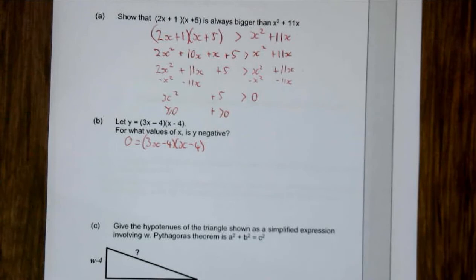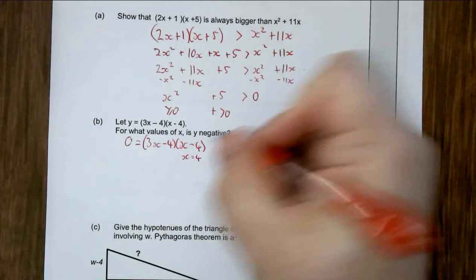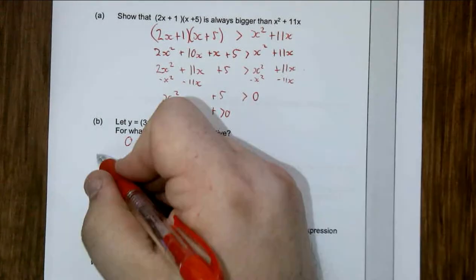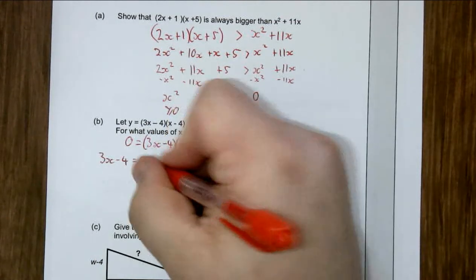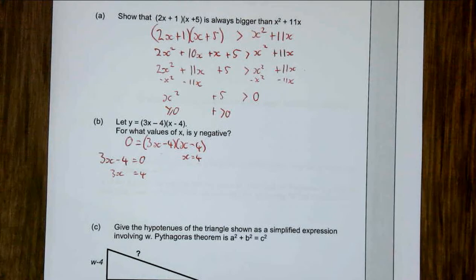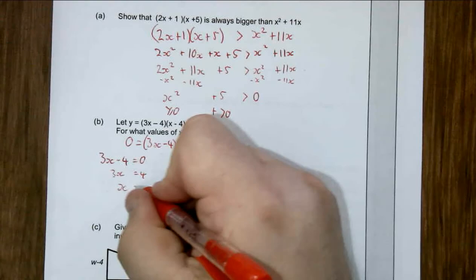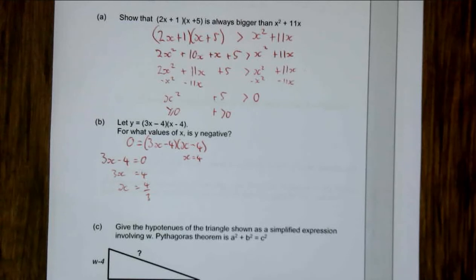So to make that equal to 0, x has to be 4. We all good with that? X has to be 4. So that'll make this bracket equal to 0. Or this bracket here has to be equal to 0. So that's 3x minus 4 has to equal 0. Therefore 3x has to equal 4 if I bring the 4 over to the right hand side. And x is going to be equal to 4 over 3. Okay, if that was a quadratic that you're solving, that'd be the two answers.